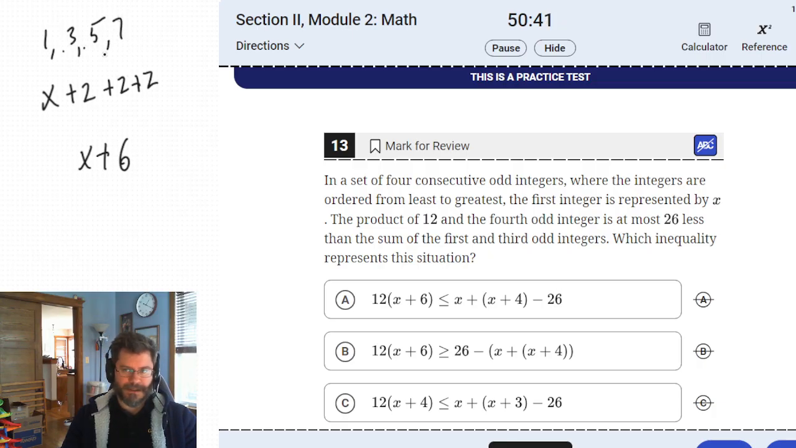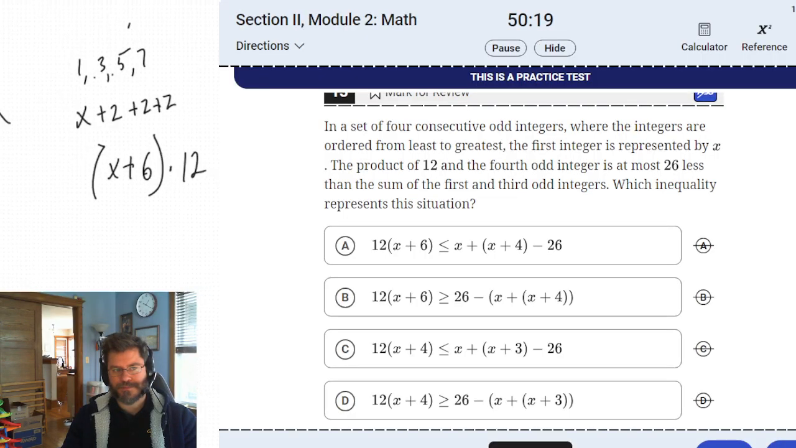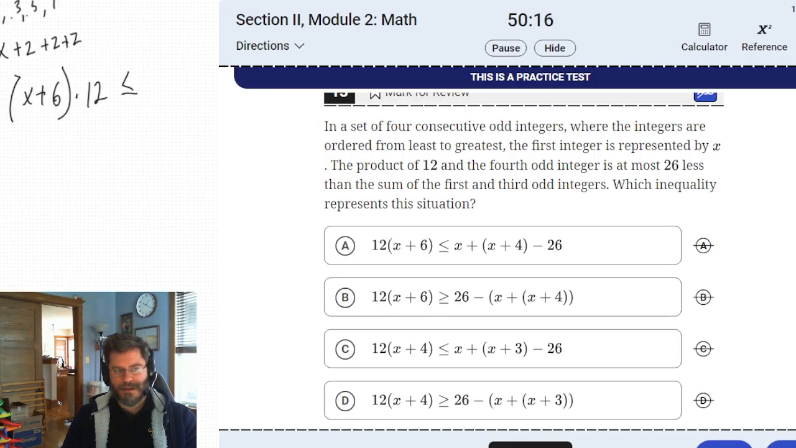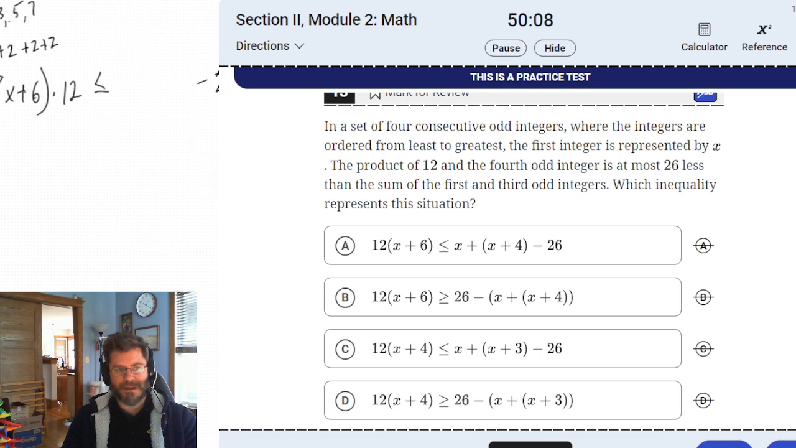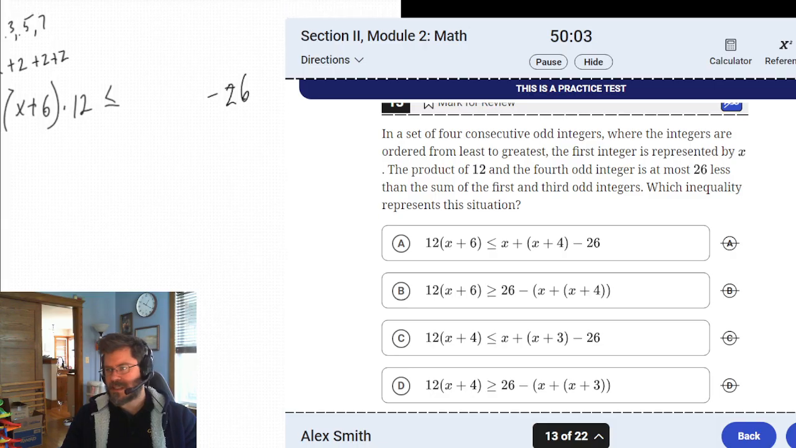These 1, 3, 5, 7 is just a concrete example, by the way. It's just numbers that I'm using to keep myself oriented. So x plus 6 times 12 is at most, is up to, but less than, 26 less than, so it's going to be something minus 26. 26 less than, so I need a bigger whiteboard here. Yep, there we go. So 26 less than what?